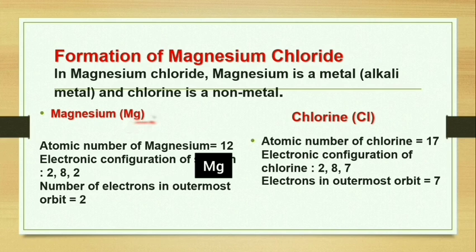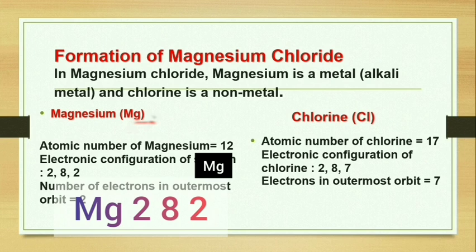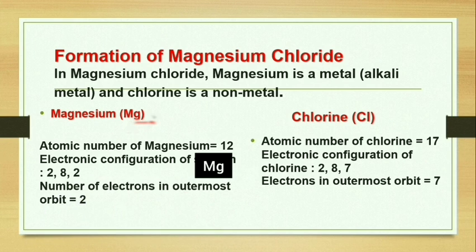Let us discuss the formation of magnesium chloride. In magnesium chloride, magnesium is a metal and chlorine is a non-metal. The atomic number of magnesium is 12 and the electronic configuration is 2, 8, 2. The number of electrons in the outermost shell is 2. Similarly, chlorine has atomic number 17, electronic configuration 2, 8, 7 and the electrons in the outermost orbit are 7.